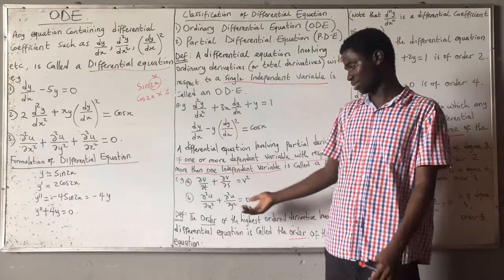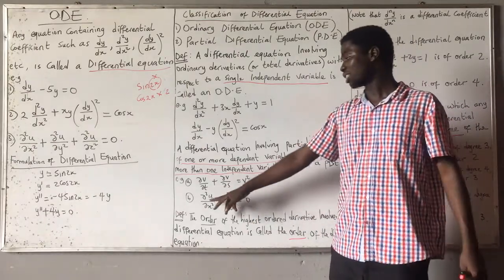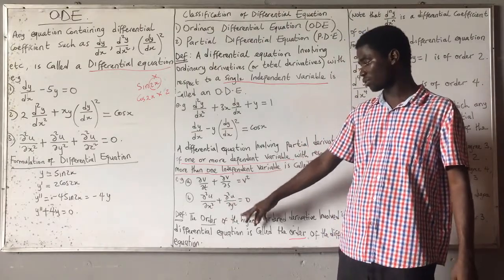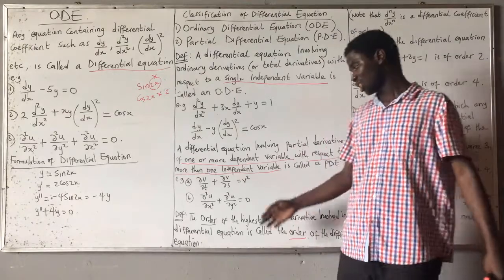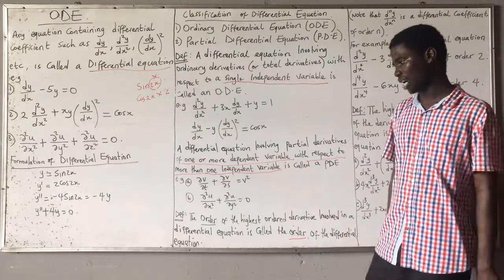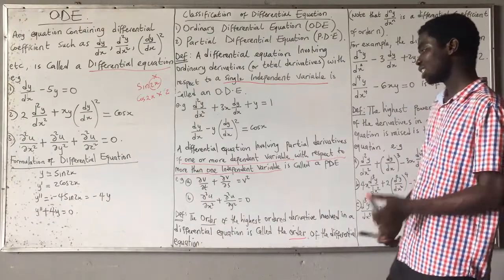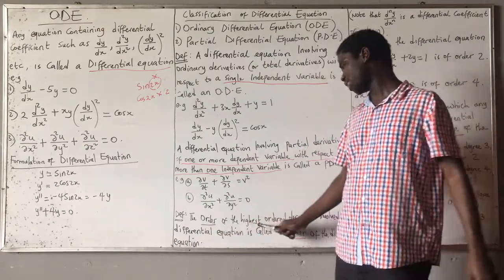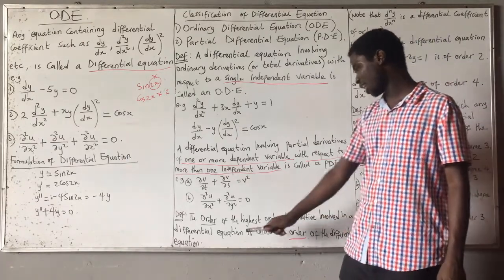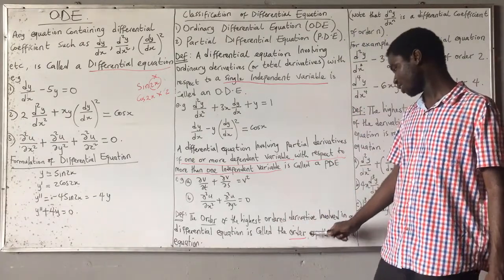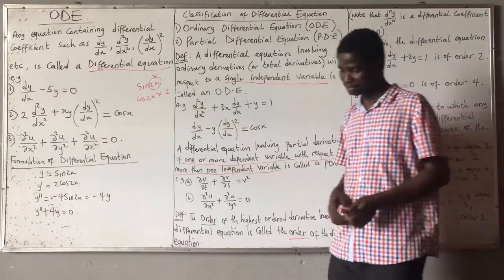See this one, the Laplace equation, or what do we call this one again? ∂²u/∂x² + ∂²u/∂y² = 0. So this is also another partial differential equation. Now we want to define order. What do we call order? The order of the highest order derivative involved in a differential equation is called the order of the differential equation.